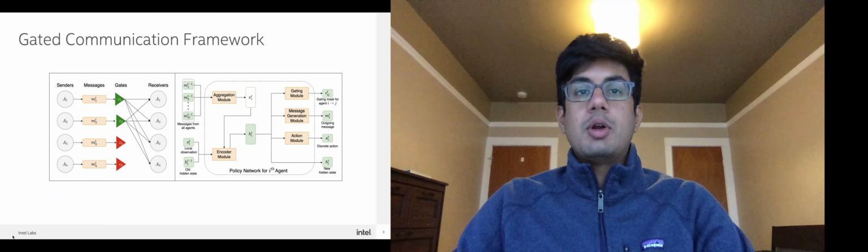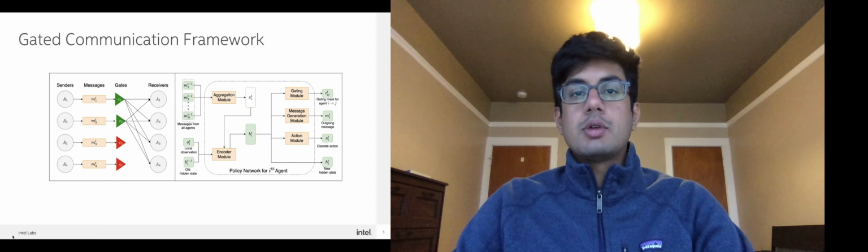At each time step, our agents generate messages M and binary gate C. If the gate C is turned on, the message will be transmitted to the other agents, otherwise it will be dropped. In the diagram on the left, for instance, we see that agents 1 and 2 transmit messages, while agents 3 and 4 do not.